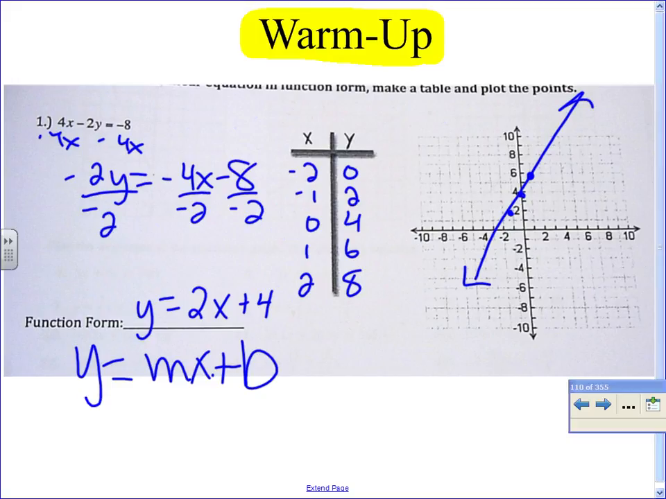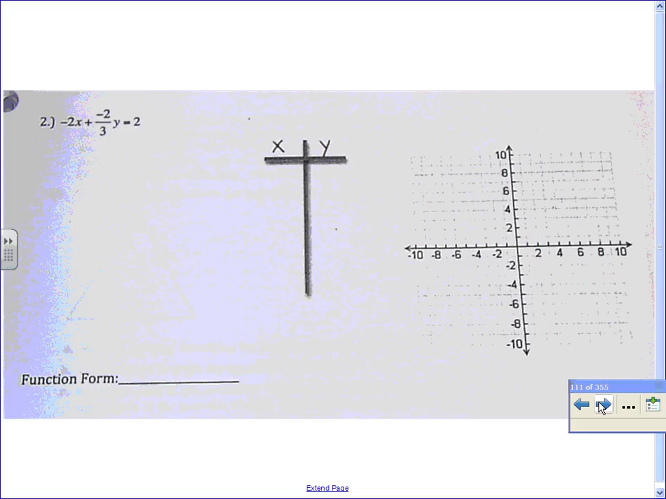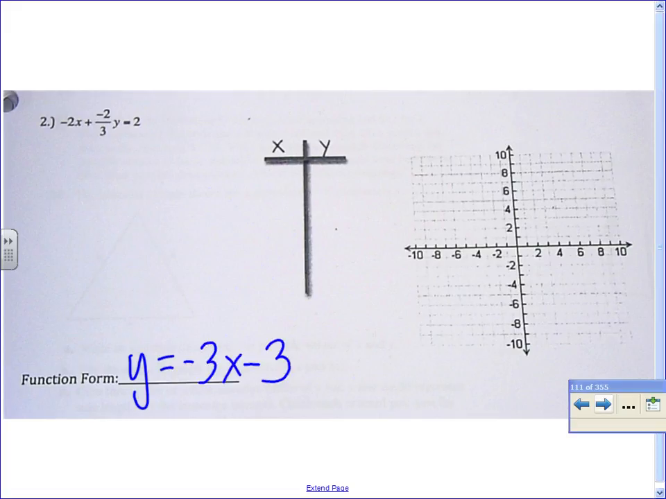Okay, number 2, Zach, could you tell us your function form? What'd you say? You didn't get to it? Okay. Emma. Good. Y equals negative 3x minus 3. Justin, what did you use for your table values? What'd you say? Okay. Alyssa, table values. Okay, and what'd you get? Good job. So the graph should look like this.